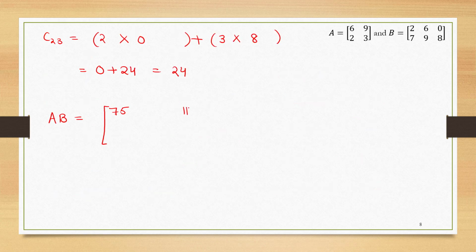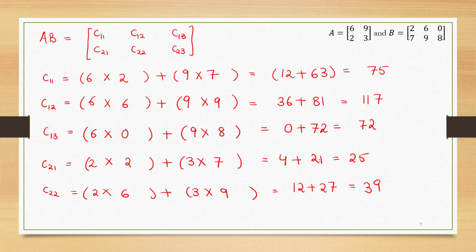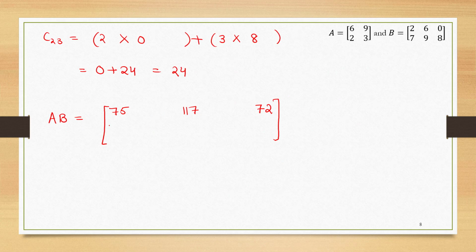75, 117 and 72. Then second row 25, 39 and 24. So this is how we find the product of two matrices. Let's see another example.